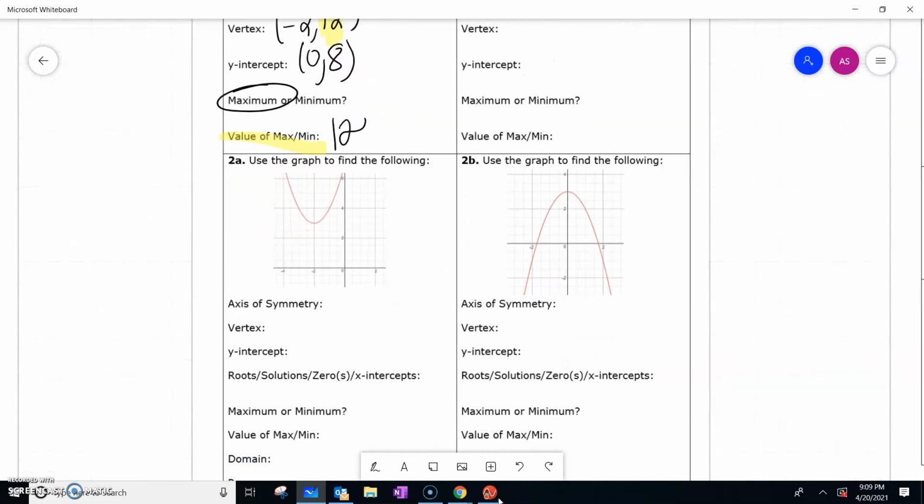For 2A, they gave us a graph this time, so it's a little bit easier. I don't have to worry about putting it in a calculator or doing it algebraically. Again, my axis of symmetry is the line that splits straight through our vertex, and it's going through negative 2 on the x-axis, so I'm going to put x equals negative 2. Our vertex is our highest or lowest point on our graph, and that vertex appears to be at negative 2, 3. I want to make sure I write that as a coordinate point, negative 2, 3.